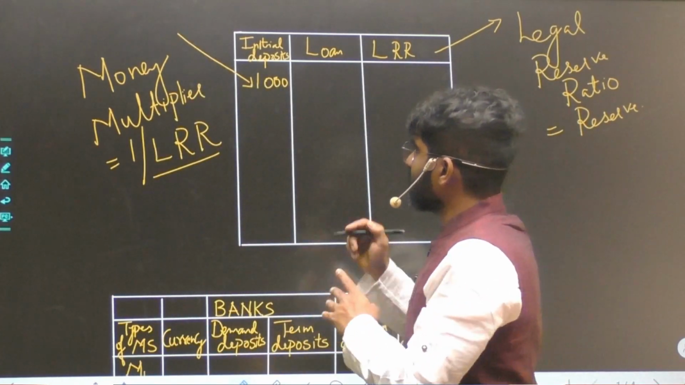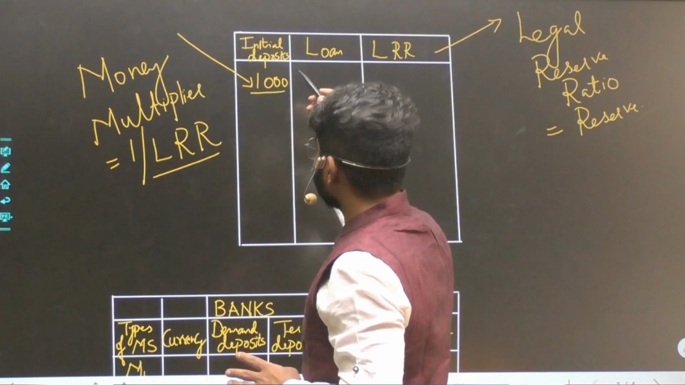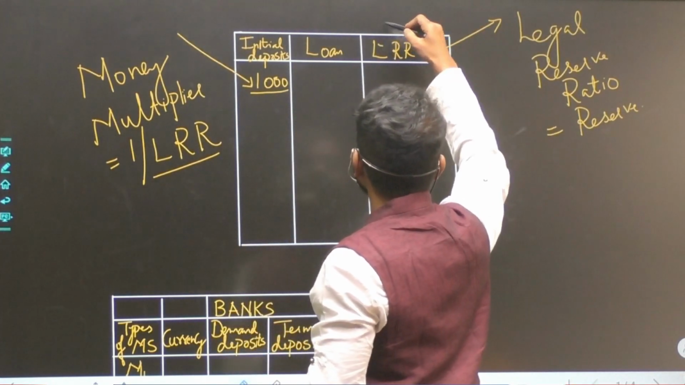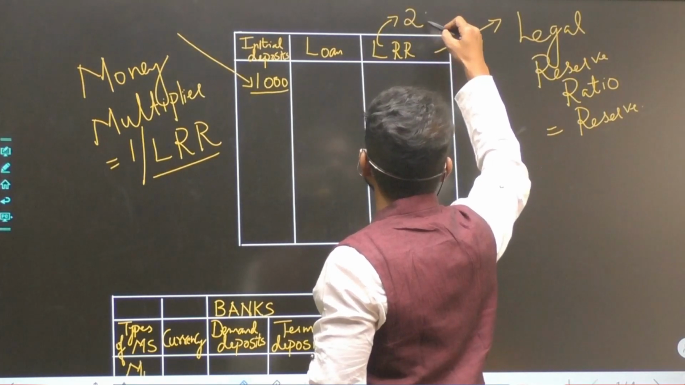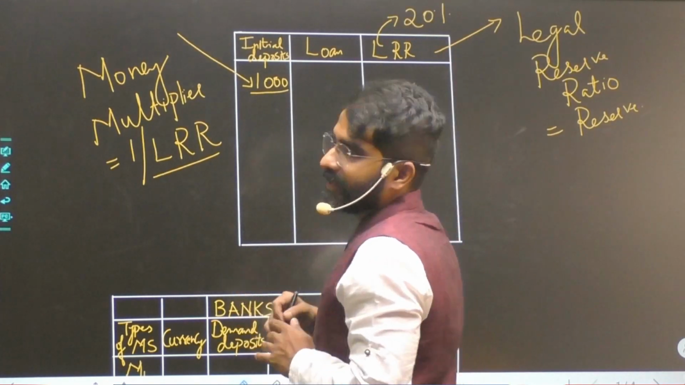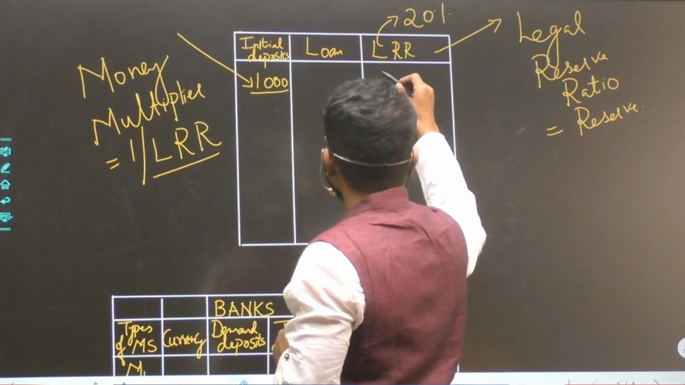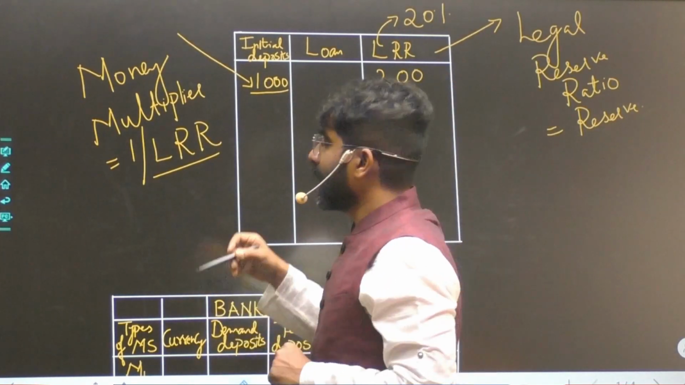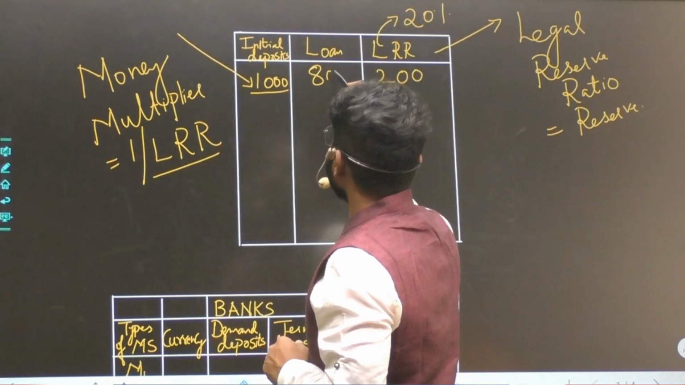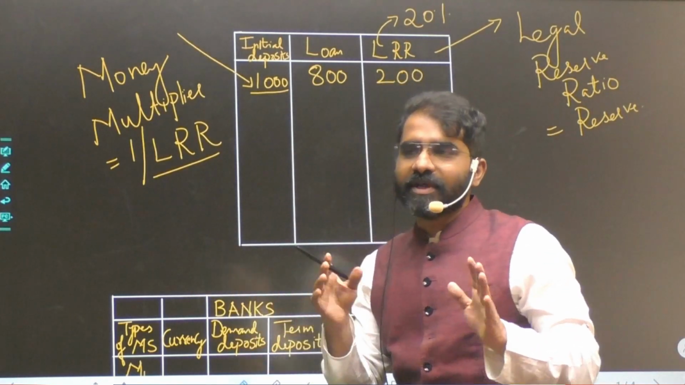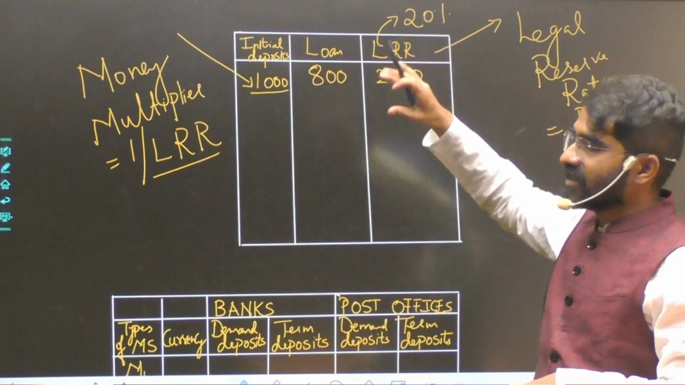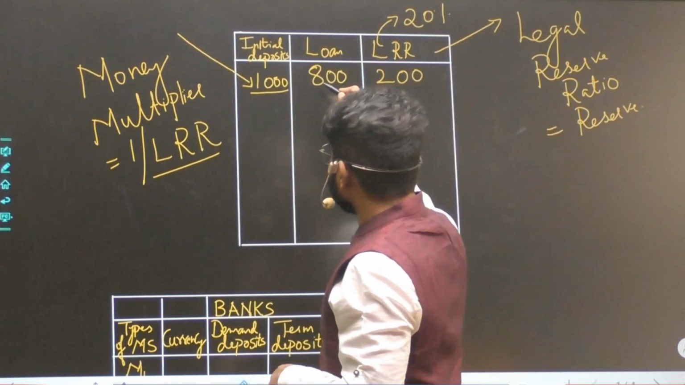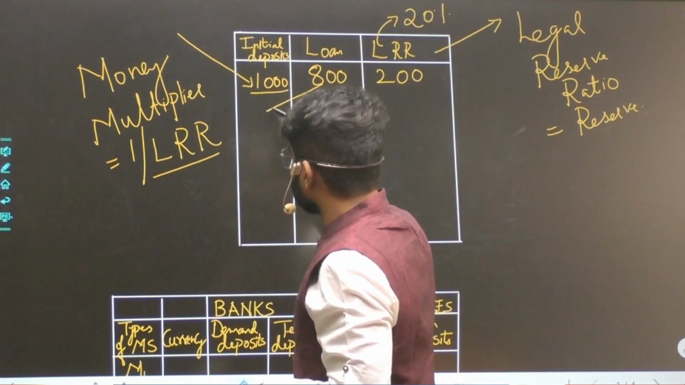Okay, suppose there is 1,000 rupees entering the bank in the form of deposit. Now the legal reserve ratio, I'm assuming, is 20%. So what is happening here? 200 rupees is going in the form of legal reserve and 800 rupees is coming in the form of loan. Very simple. Out of 1,000, 200 has gone as legal reserve and 800 has come up as loan.